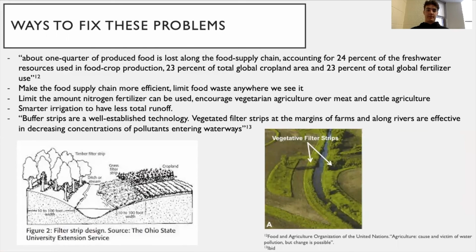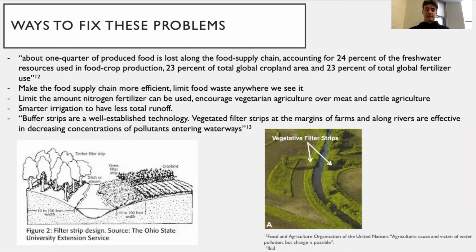Also, what we have to do is just limit the amount of nitrogen fertilizer used. As we were talking about with the leaching, it's going to take a really long time for the nitrogen to get out of our drinking water and bodies of water that we need. So limiting the amount of nitrogen immediately is going to be very needed.